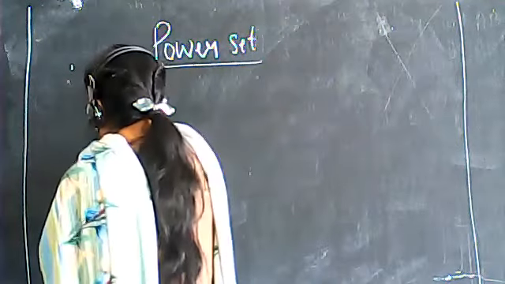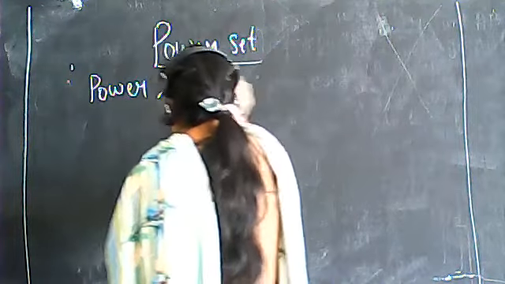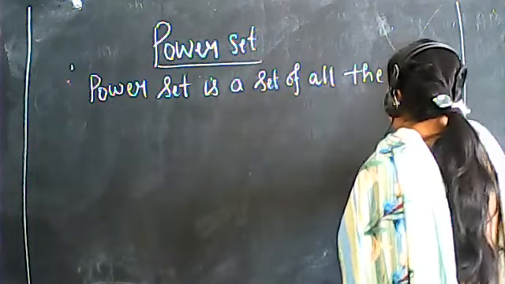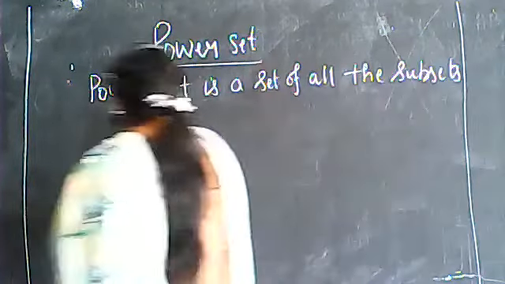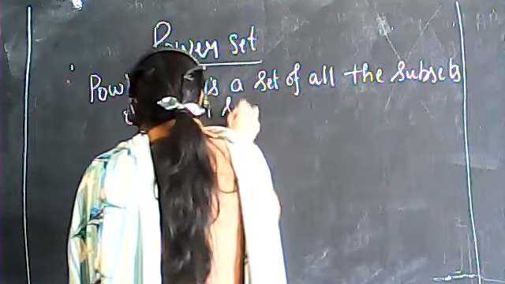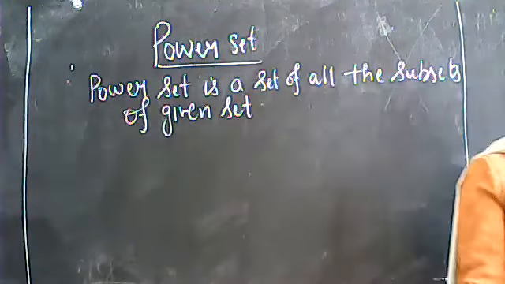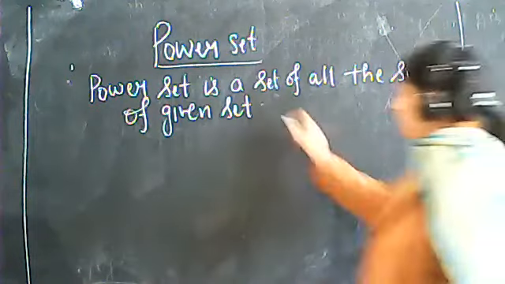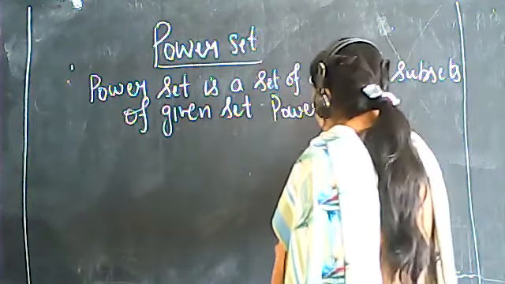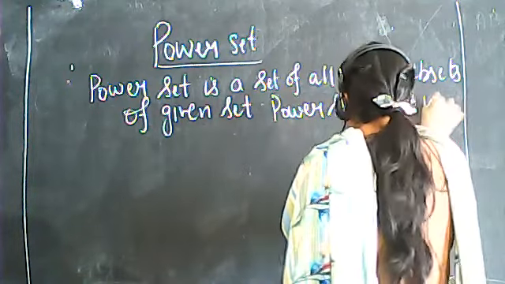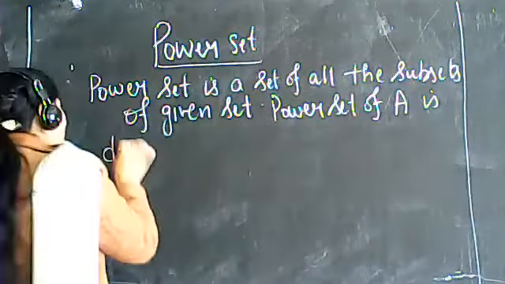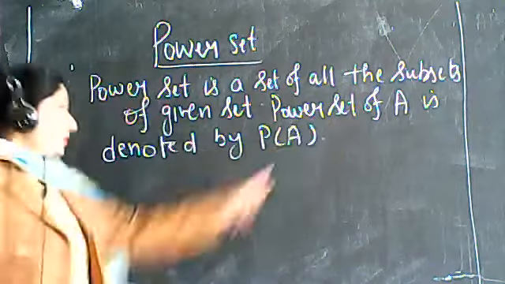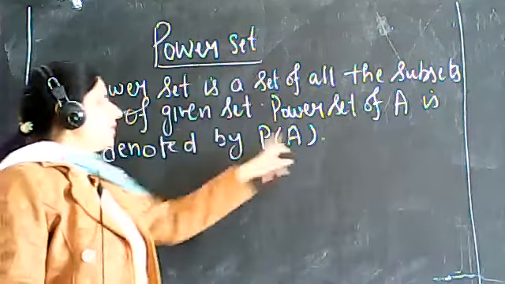So what is power set? Power set is a set of all the subsets of a given set. So when we write down all the subsets of a set in the form of a set, then it is known as power set. So suppose we have a set A. The power set of set A is denoted by P of A. This is the symbol of power set of any set. So if A is a set, then the power set will be denoted by P of A.